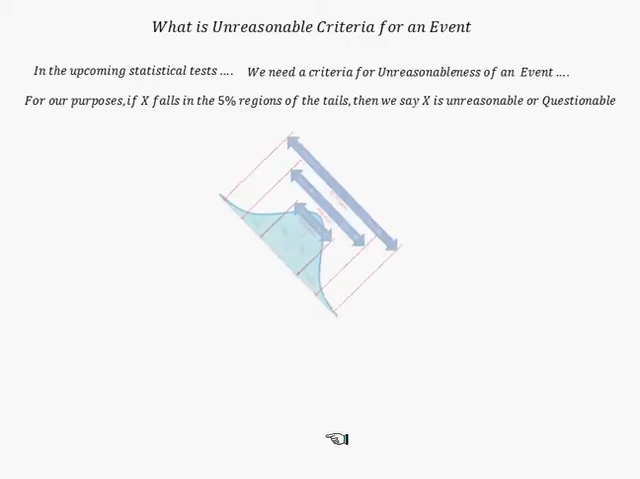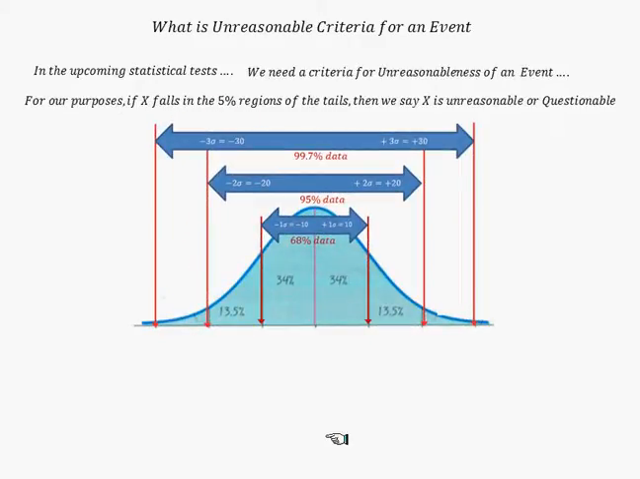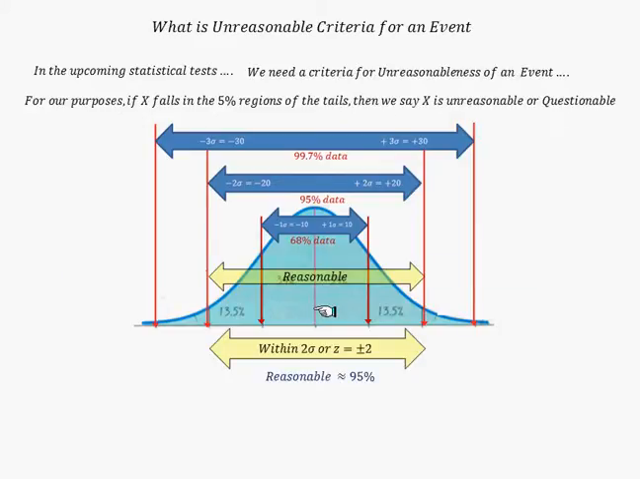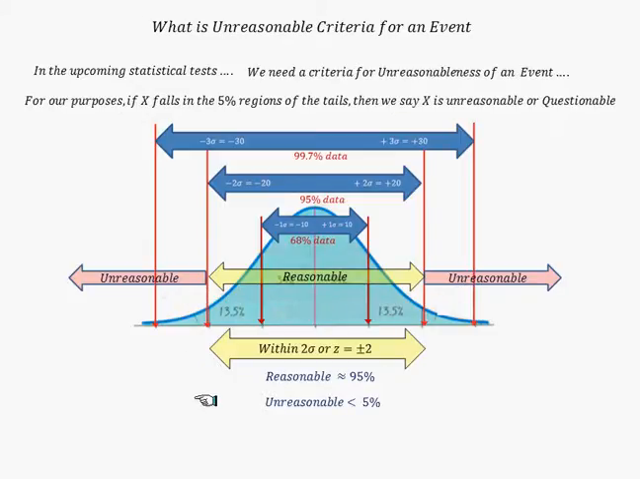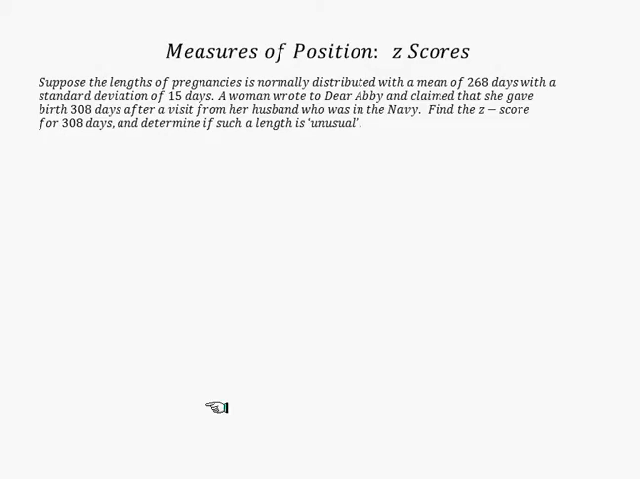Now the criteria for an unreasonable event, and this is where we're going in the course, we have this distribution here with corresponding probabilities for a normal curve. And we're saying anything within 2 standard deviations of the population mean is said to be reasonable. And reasonable denotes a 95% region, if you wish. Anything outside is said to be unreasonable. We've depicted these here. Unreasonable means less than 5% probability. So we're going to look at a distribution of that.